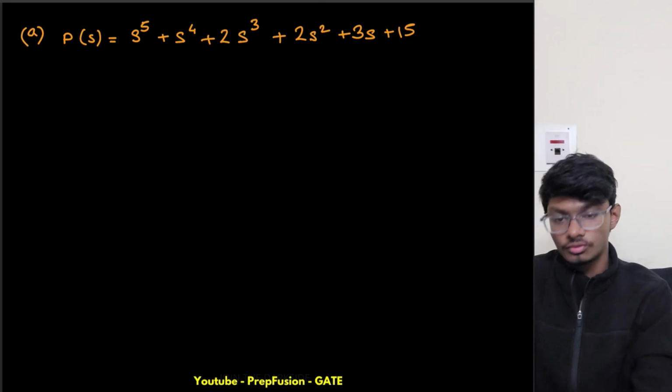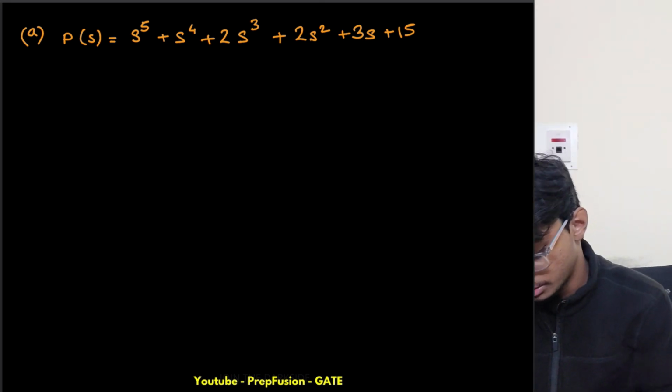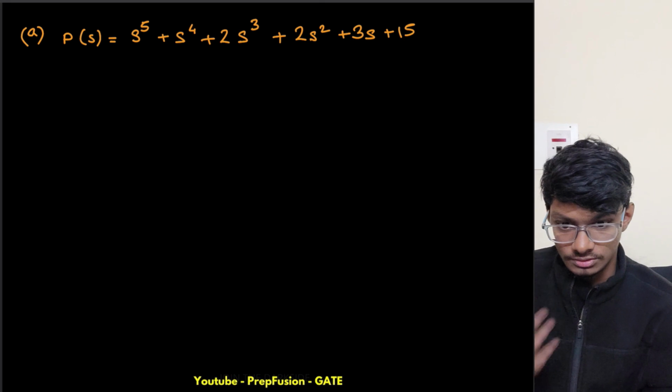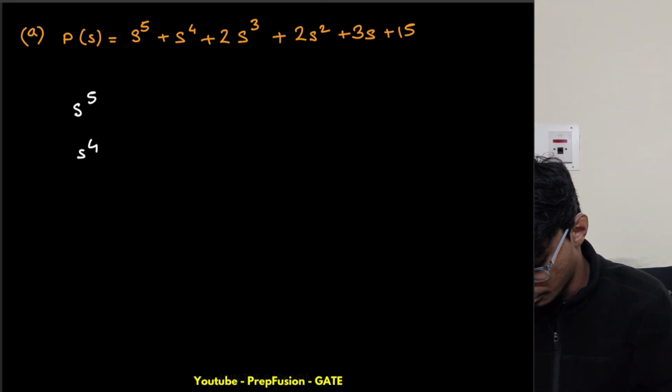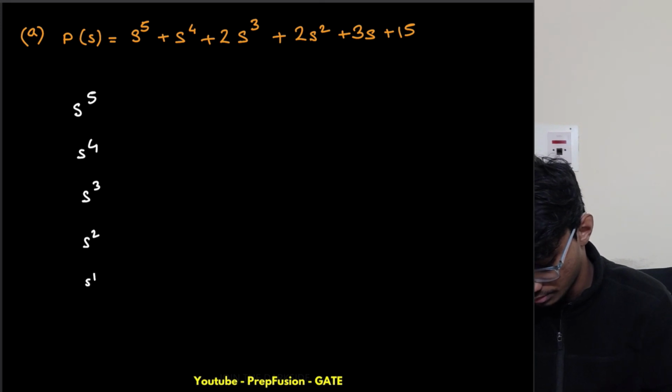So I check this one. So what did I see? Now I will just write down the coefficients and all those things. So this will be s to the power 5, s to the power 4, s cube, s square, s to the power 1, s to the power 0.